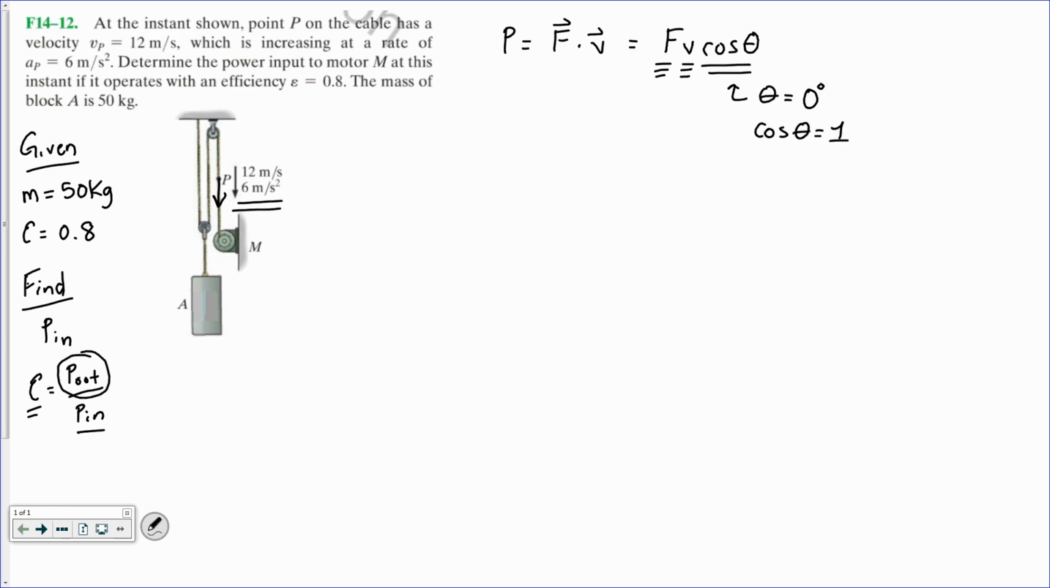I will not have to concern myself with this last part because the force, the tension, is in the exact same direction as the speed. They're both downwards constantly. Okay? So all I need to do is solve for the magnitude of that force, which is the tension in the rope. How do I do that?